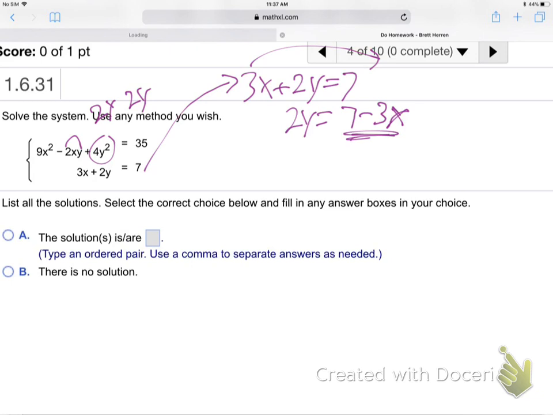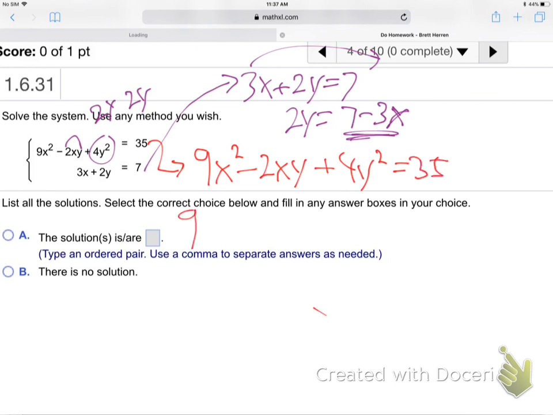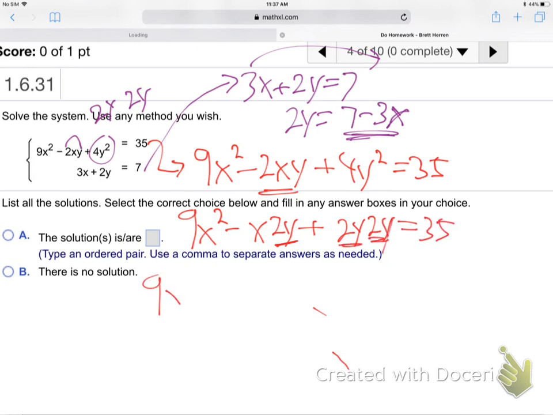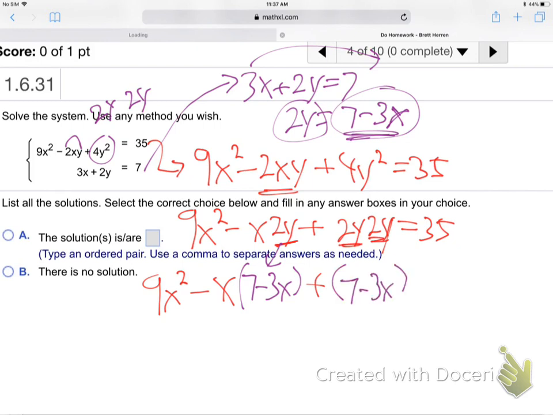So then I take that top equation. This way I can avoid fractions. Take that top equation, okay, 9x squared minus 2xy plus 4y squared is 35. And I just think to myself, okay, look, this is x times 2y. I'm just rewriting it so I can see the 2y really clearly. And this is 2y. Right? That's what 4y squared is. And so then this is x, and everywhere I see 2y, I can replace it with 7 minus 3x. See right there? See what I'm doing? And then 2y, that's going to be 7 minus 3x, 7 minus 3x. See that?